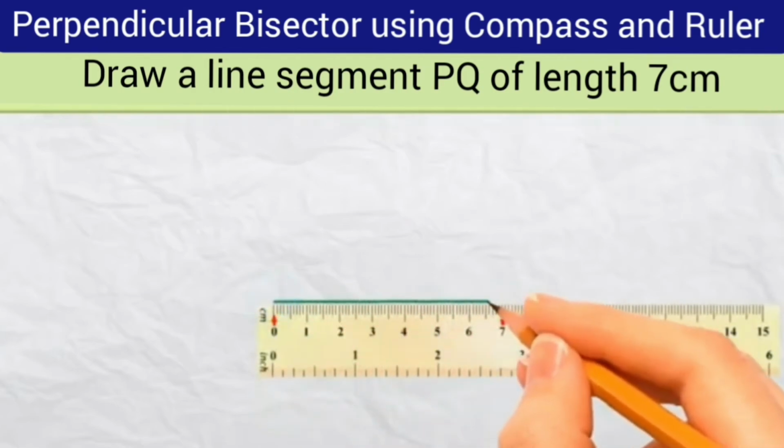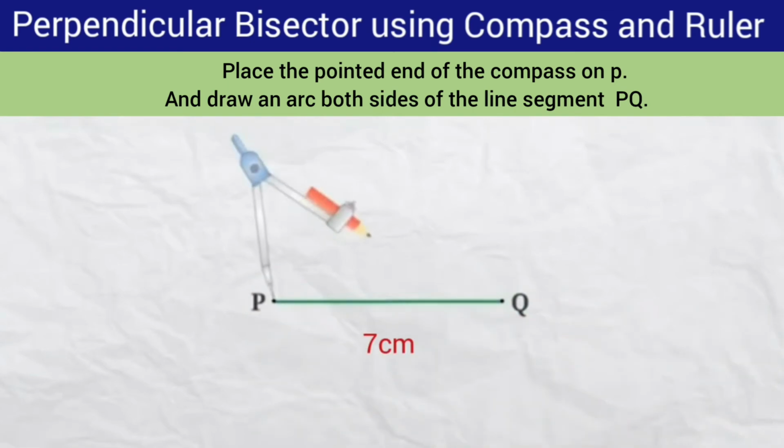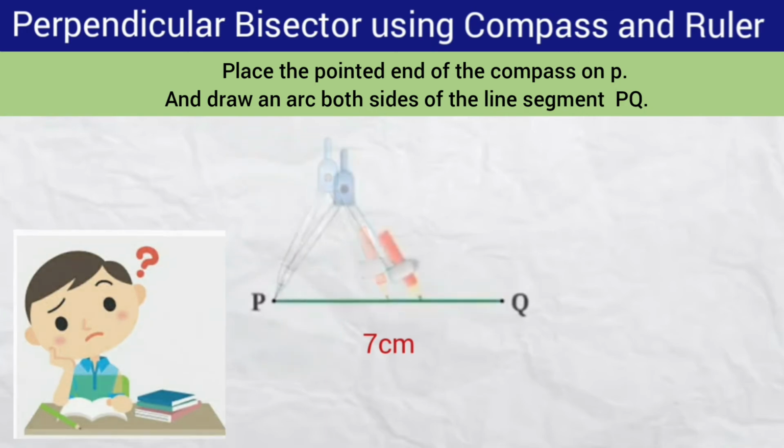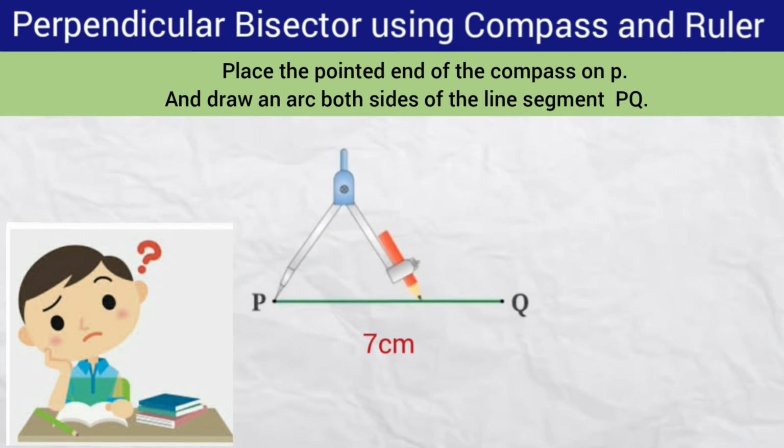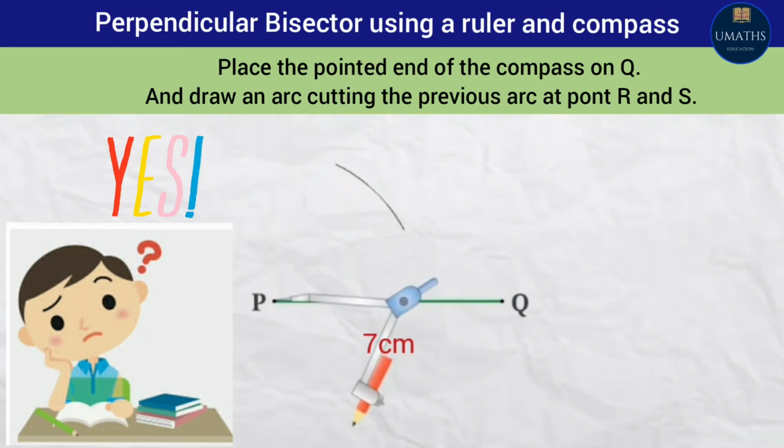Place the pointed end of the compass on point P. Open the compass with a radius more than half of line segment PQ. Why not one arc? Why two? The reason is we need two points to draw a line, right?